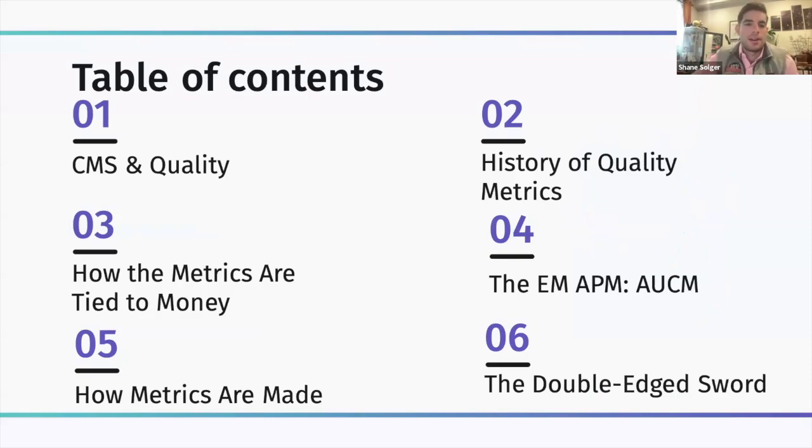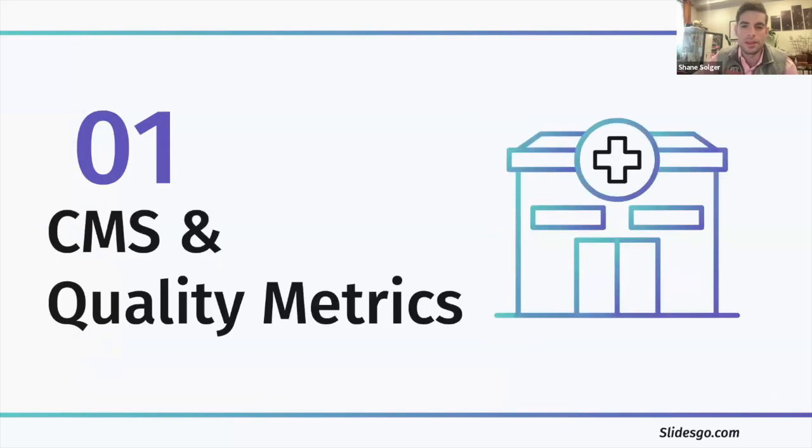This is going to be our lecture outline. So we'll talk about CMS as it relates to quality, the history of these metrics, how the metrics are tied to the money. We'll talk about the APM model, which we'll go into what an APM is later. We'll discuss how these metrics are made, and we'll talk about the double-edged sword of quality metrics.